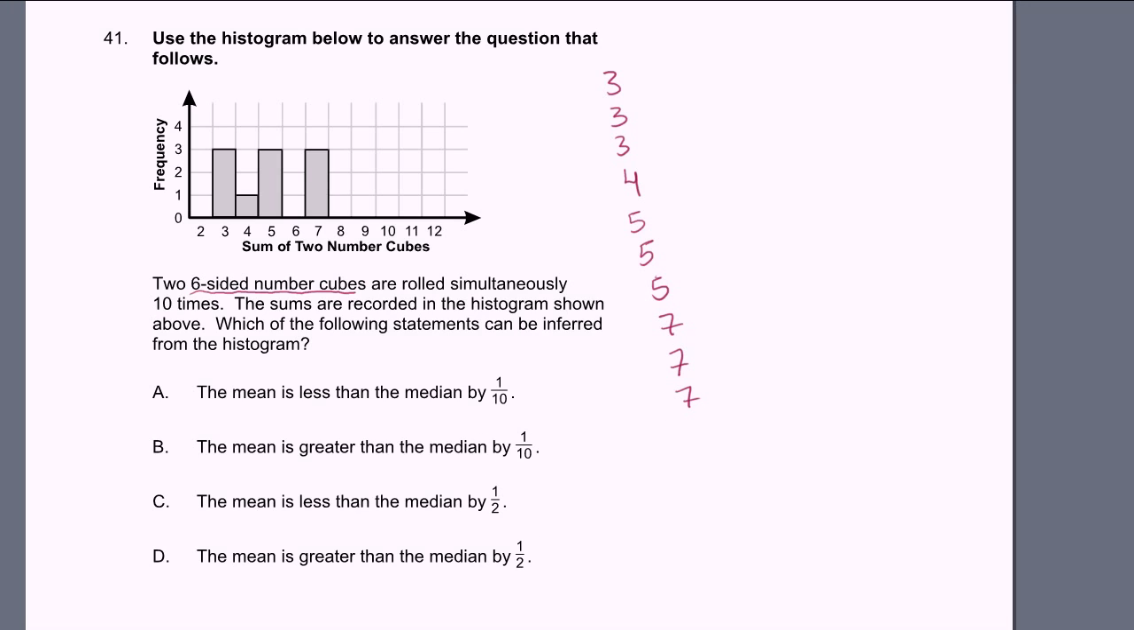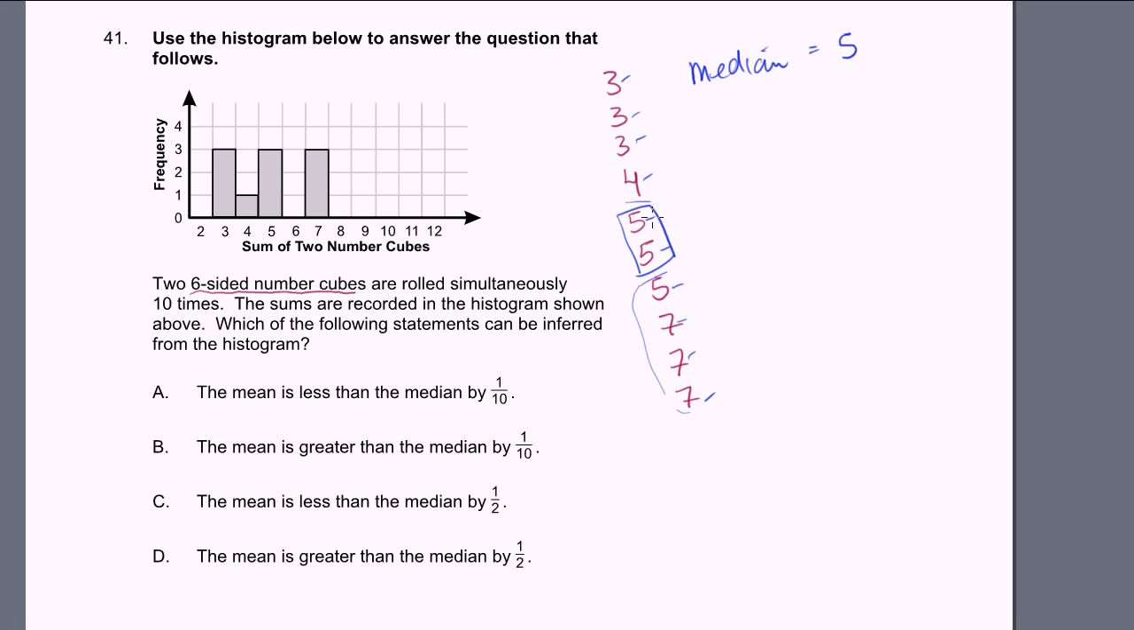The median is literally just the middle number. So how many do we have here? We have 1, 2, 3, 4, 5, 6, 7, 8, 9, 10. So we're going to have the middle two numbers, because it's an even data set, and if they're not the same number, we take the average. If we have 4 on this side and 4 on this side, the middle numbers are 5. So the median here is equal to 5.